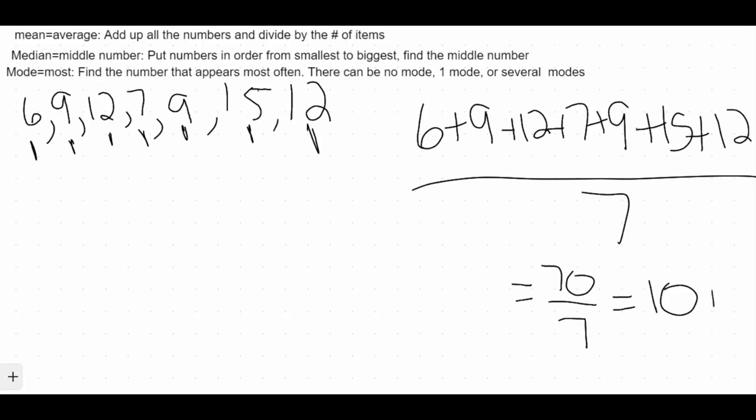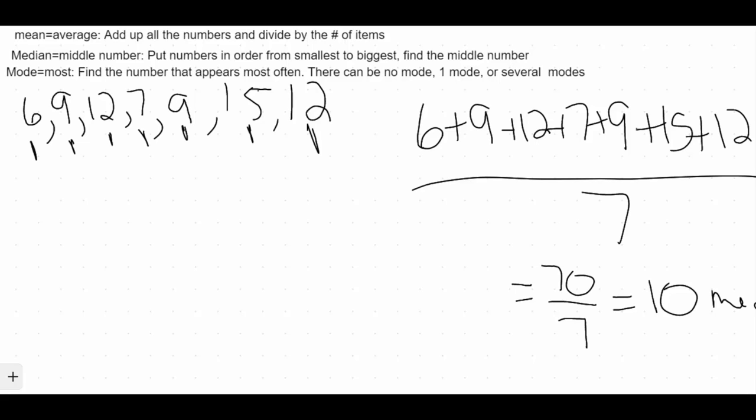So now that we figured out what the mean is, we are going to move on to finding the median of this list of numbers. Now the median is the middle number, but you can't just go straight to the middle number of the list. What you have to do is first make sure that the list is in order from smallest to biggest. So you have to put it in order first, then you can work on finding the middle number.